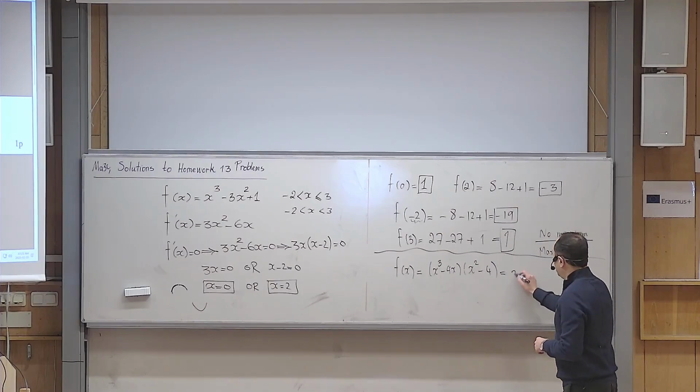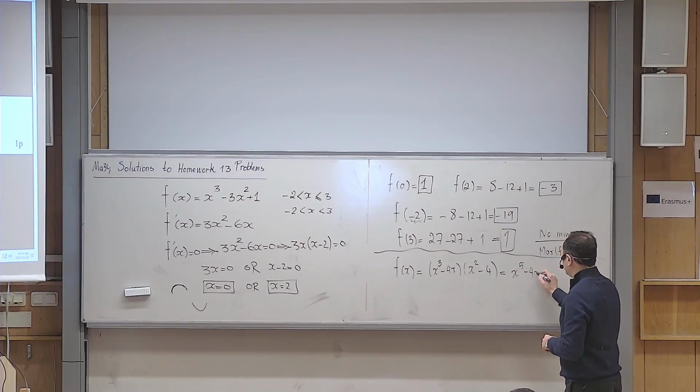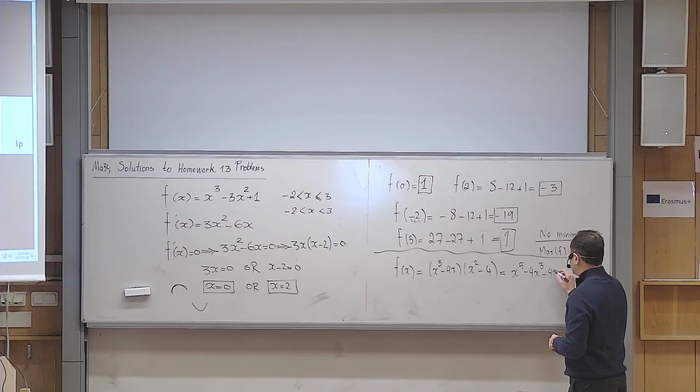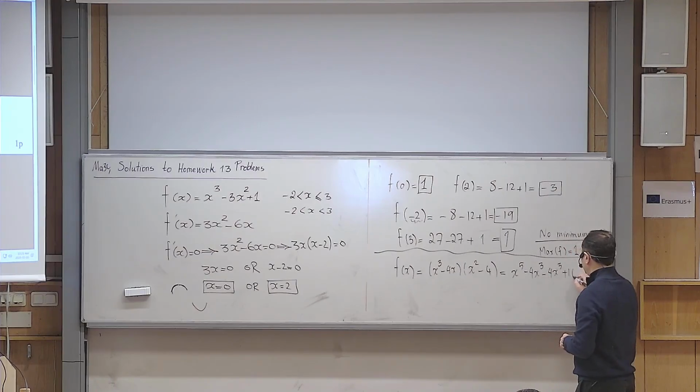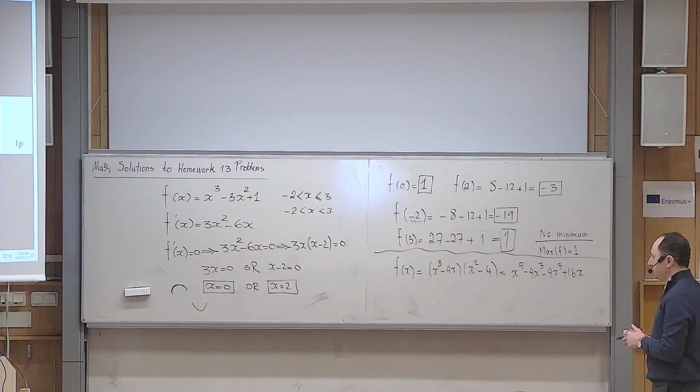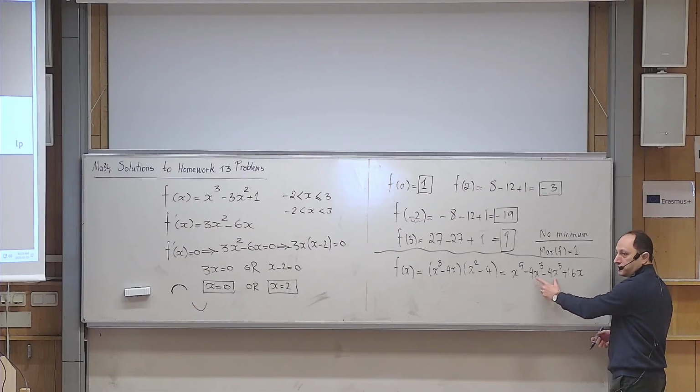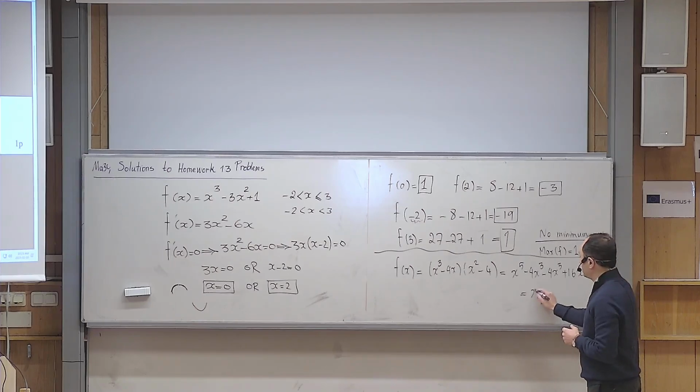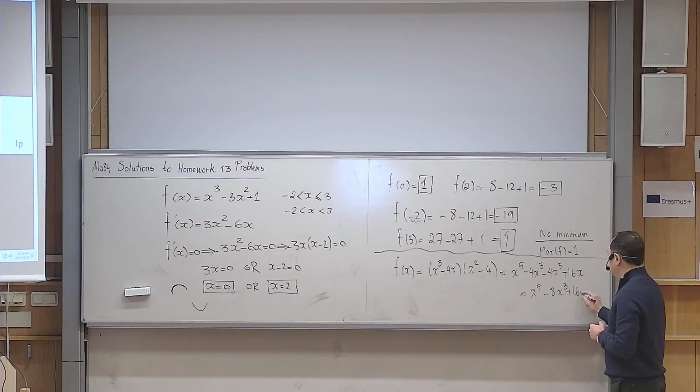So multiply: x^5 - 4x^3 - 4x^3 + 16x. And please watch my calculations. If you see a mistake, please immediately tell me. Thank you. Are you okay with this? But we can simplify it a little bit because these two terms can be simplified. So I would write this as x^5 - 8x^3 + 16x.